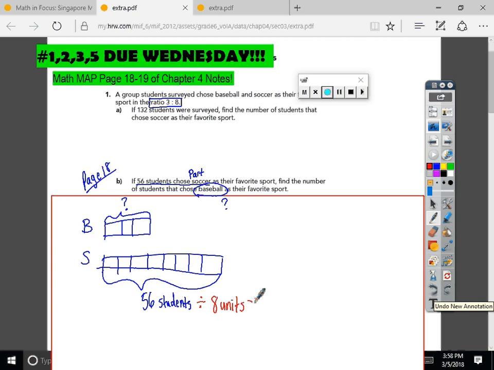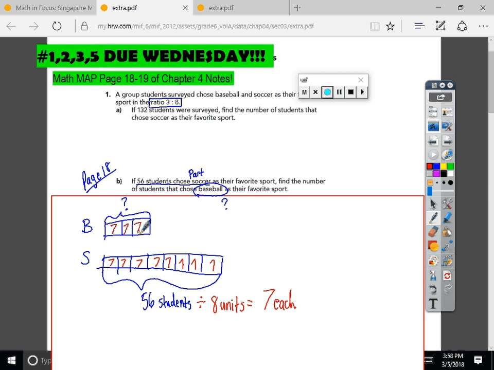Alright, so actually, we want to try that again. 8 times 7 is 56. So there's 7 in each. Let's go ahead and label that. 7 in each of these little tiny units or boxes or parts. And I'll be ready to answer my question.